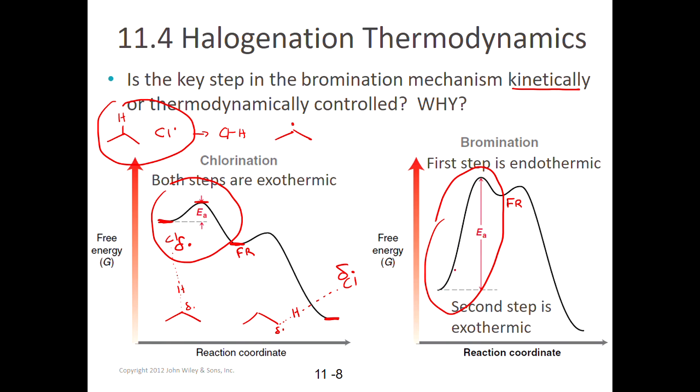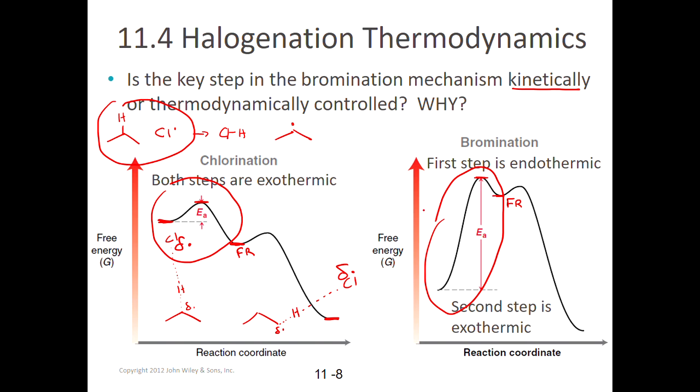Because that same key step in the bromination reaction is endergonic, that means that the transition state is much closer in energy to the carbon free radical than the bromine free radical. It's much closer in energy, which means it's also much closer in structure.